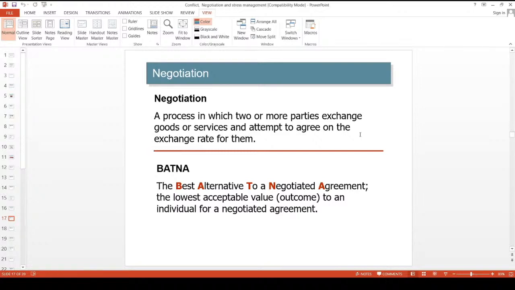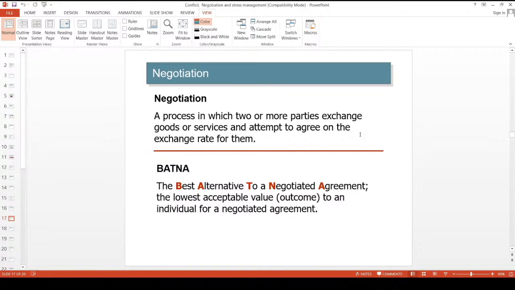A term which we use in the perspective of negotiation is the BATNA, that is the best alternative to a negotiated agreement. It means that whenever both of the parties cannot reach a situation agreed by both, then we always try to have a lowest acceptable value, which should be acceptable to an individual for that negotiating agreement.